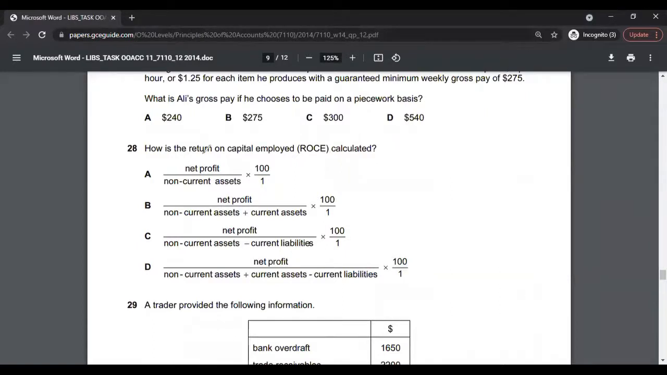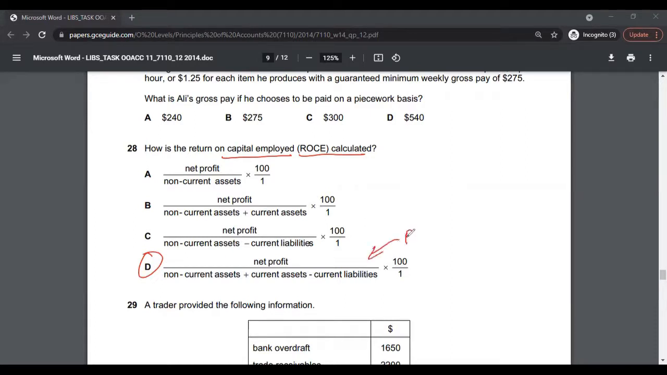Multiple choice 28. How is return on capital employed calculated? So this is a financial ratio question. If you remember the financial ratio formulas, it's very easy. If you do not, this is an indication for you that you should revise the formulas, right? The answer here is option D. This is the formula for return on capital employed, or ROCE. So the answer to multiple choice 28 is option D.